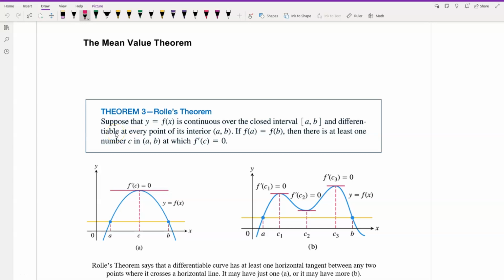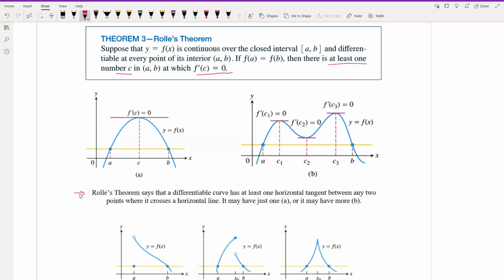Here in this section we have the mean value theorem, theorem 3, Rolle's theorem. Suppose that y equal to f of x is continuous over the closed interval a comma b and differentiable at every point of its interior open interval a comma b. If f of a equal to f of b, then there is at least one number c in open interval a comma b at which f prime of c equal to 0.